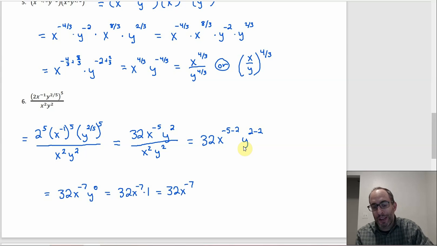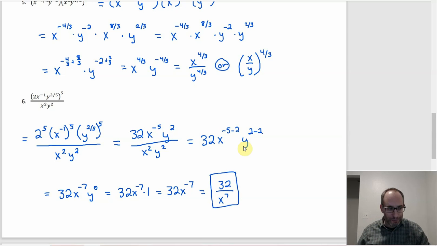But then we've got a negative exponent. Got to fix that. So bring it down into the denominator. And we'll have 32 over x to the 7th. And that would be the answer.